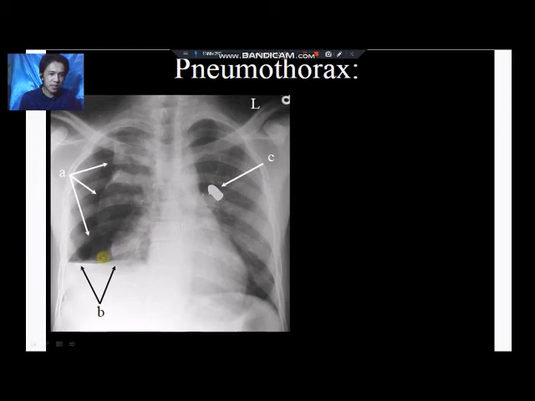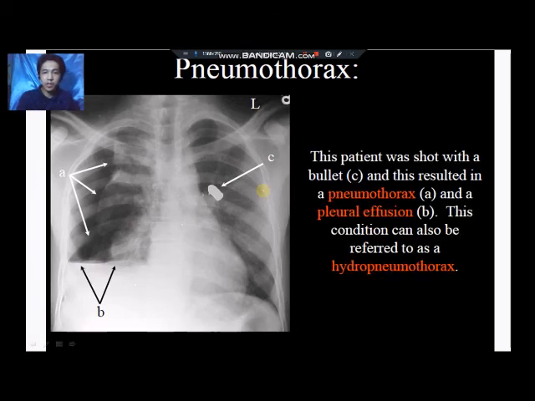Okay, so another example, we have a patient who was shot, no? Naay gunshot wound na atong patient, and then the bullet is still there. Okay, the patient was shot with a bullet, and this resulted in pneumothorax. That's letter A. Again, pneumo, that is air being collected.